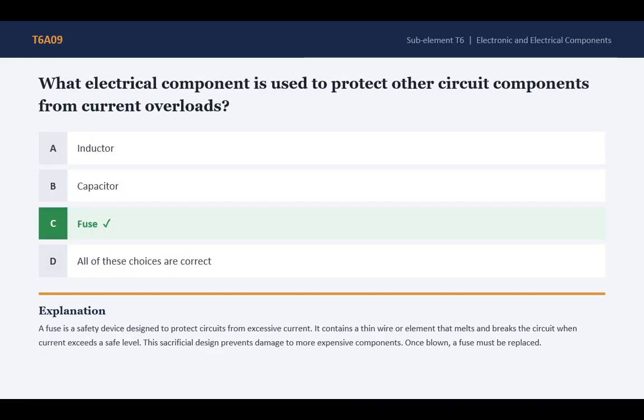What electrical component is used to protect other circuit components from circuit overloads? C. A fuse. A fuse is a safety device designed to protect circuits from excessive current. It contains a thin wire or element that melts and breaks the circuit when current exceeds a safe level. This sacrificial design prevents damage to more expensive components. Once blown, a fuse must be replaced.